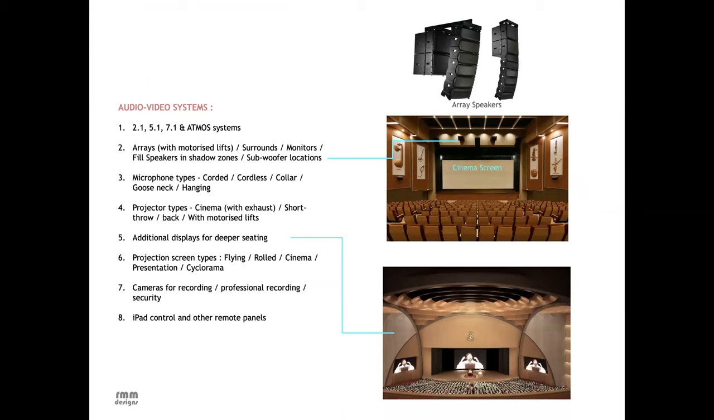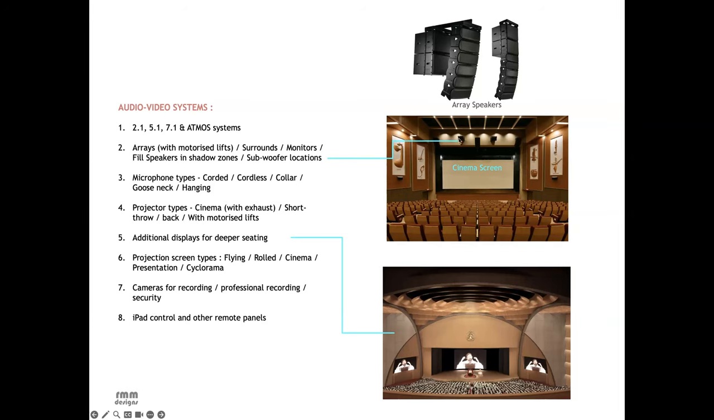Moving on to audio video systems, there are various combinations you can have depending on what you want to use the auditorium for. So you can have your 2.1, 5.1. Basically, what it signifies is that the .1 is the woofer, and 2, 5, 7 are the number of speakers that you have. Then you have Dolby Atmos, your surround sound, which we saw.